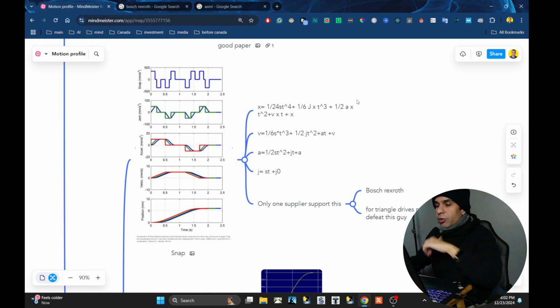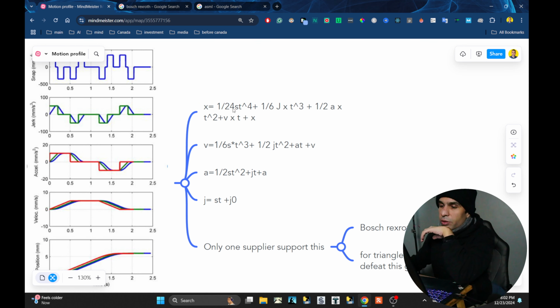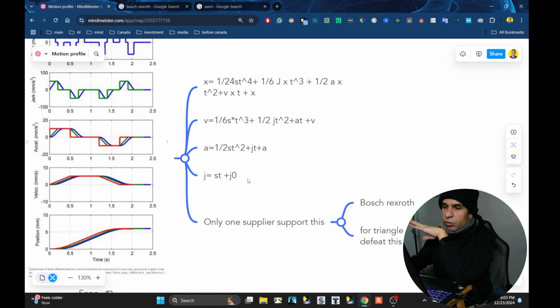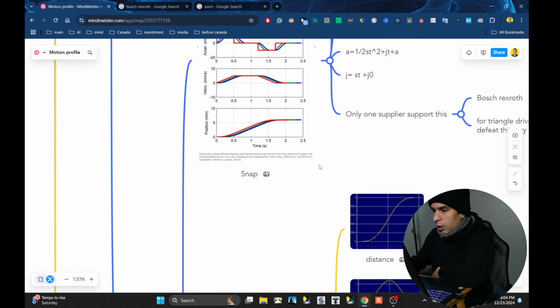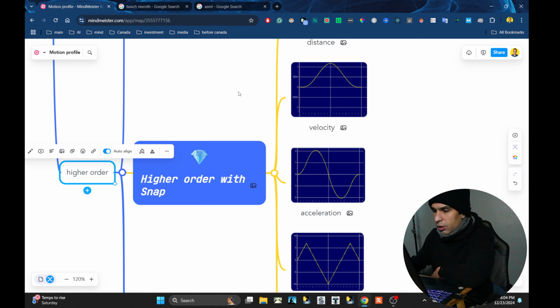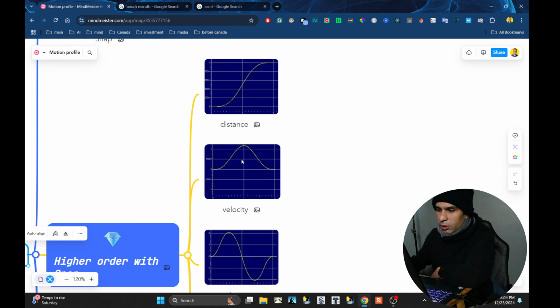Let me first tell you about the formulas. The formula looks like 1/24 st to the power of 4, 1/6 jt cubed, 1/2 at squared, plus vt, plus x. Same thing, you just differentiate it over and over. The formula is again like the previous ones. I'm not going into too much detail. So how will the thing look? It will look something like this.